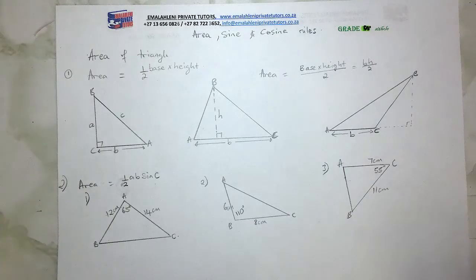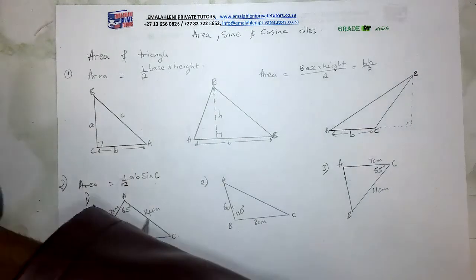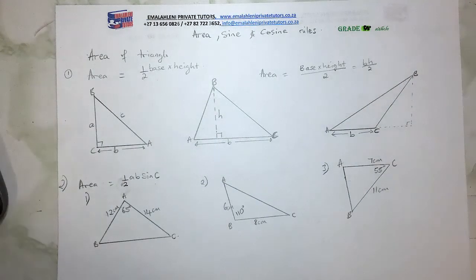Okay, good day. So today we are looking at area, sine and cosine rule. You must understand these rules because you'll be applying them mostly in Euclidean geometry, and also trigonometry. The questions will need you to apply the cosine rule to find the sides or the angles. You must always remember that you apply this in Euclidean geometry. Now, let's start and see.